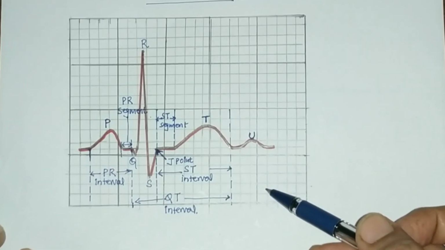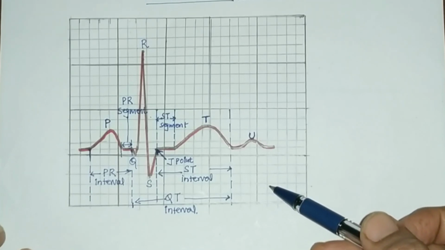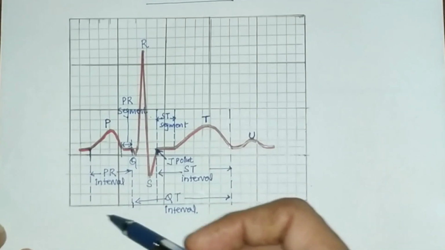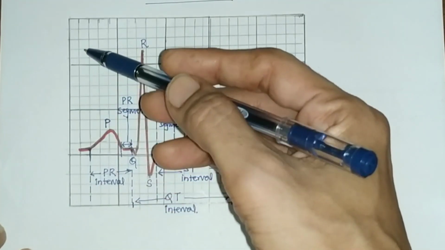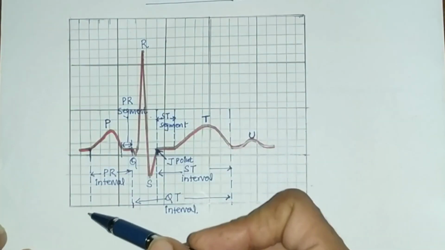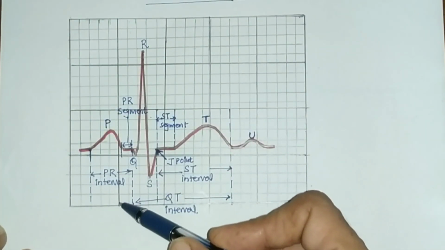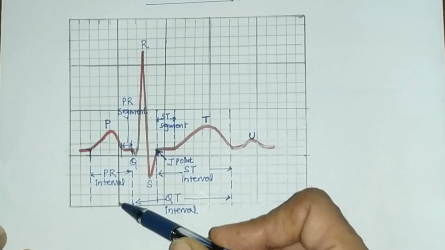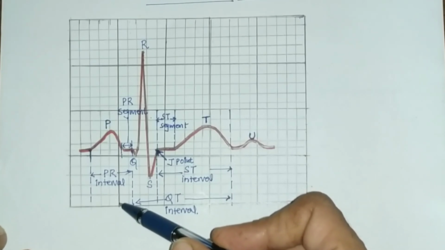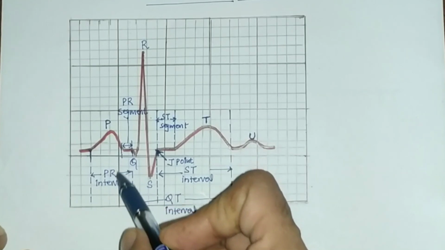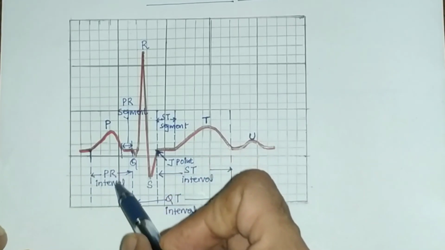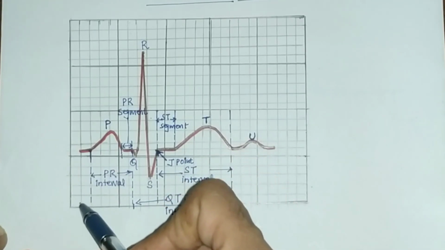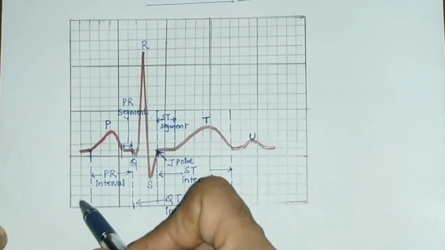ECG strip moves at a speed of about 25 millimeter per second. In this graph paper, horizontal axis represents time and vertical axis represents amplitude. You can see in the paper there is a heavy line at every 5 millimeter in both horizontal as well as vertical plane. So this is a large square which contains 5 multiplied by 5, 25 small squares, and each small square is 1 millimeter by 1 millimeter in size.